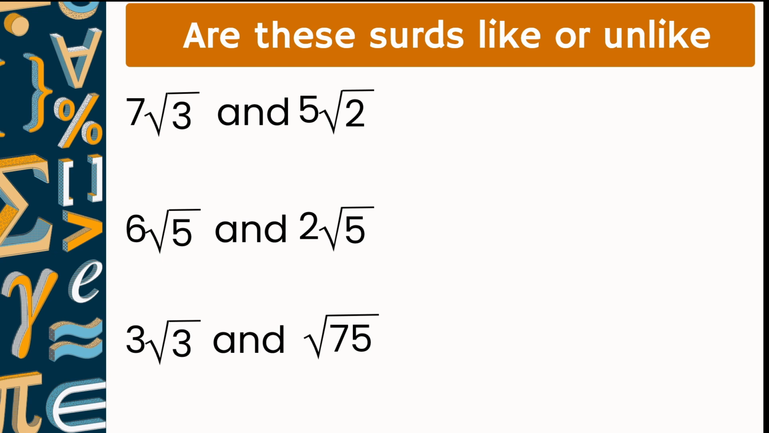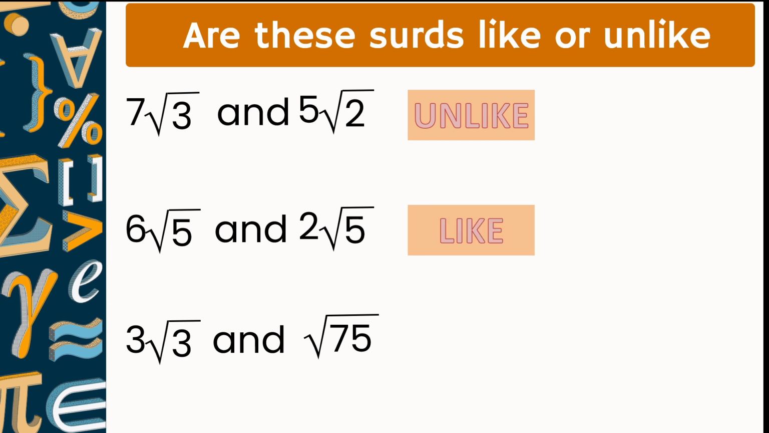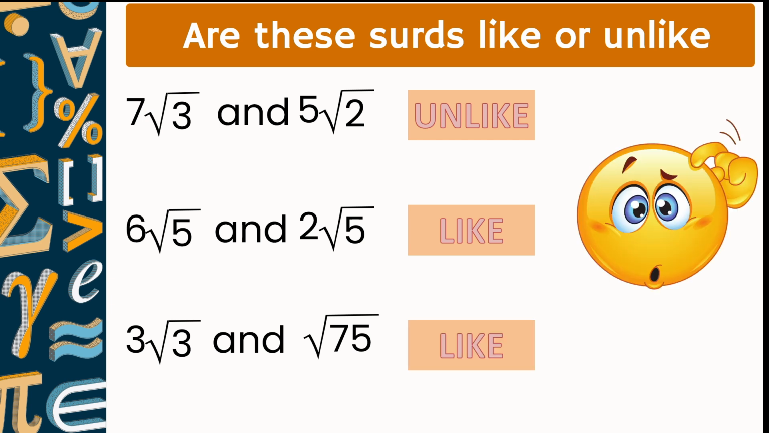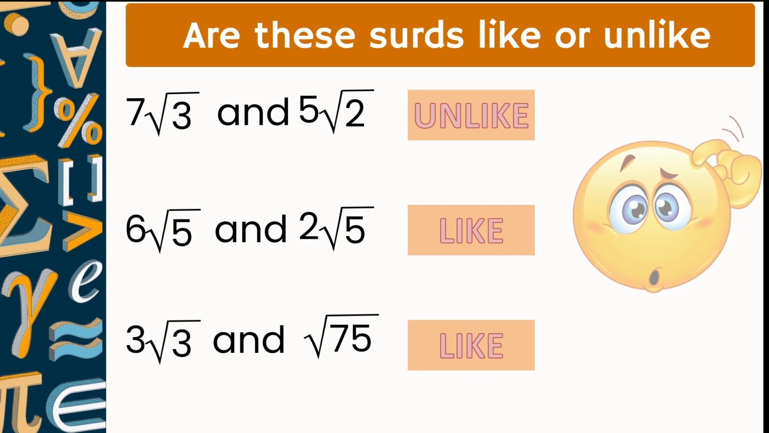The first one, 7 root 3 and 5 root 2, they are unlike terms because they don't have the same radicand. The next one, 6 root 5 and 2 root 5, obviously they are like terms because they have the same radicand, which is 5. Now let's look at the third one, 3 root 3 and root 75. Now can you guess, is it like or unlike? Well, they are like surds, and you will now be wondering how.